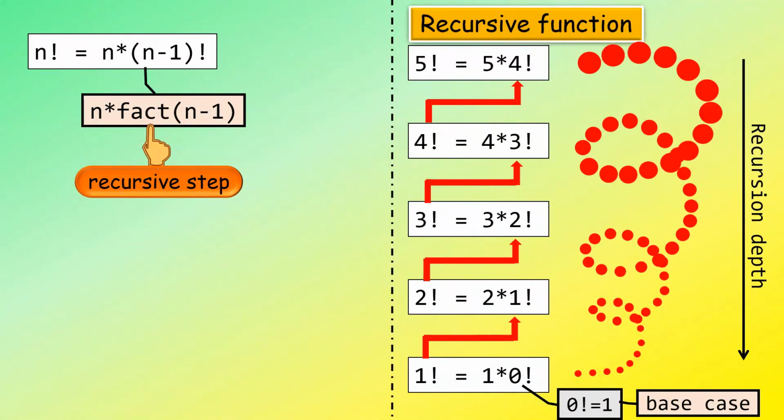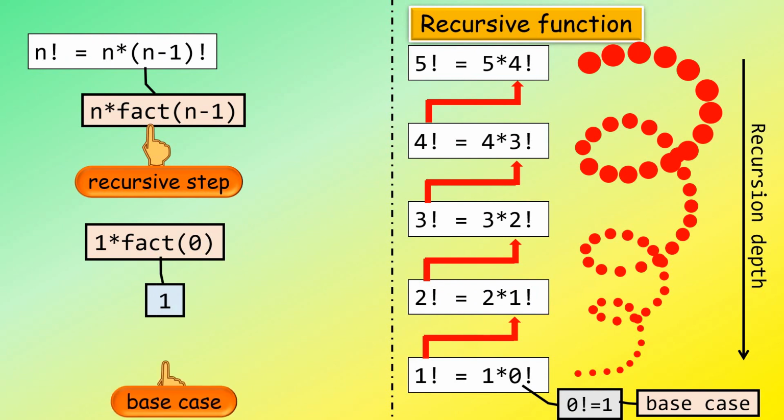And which is the base case? 1 into fact of 0. That is 1 into 0 factorial. 0 factorial is nothing but it's a function called fact of 0. So fact of 0 is 1. That is the base case.